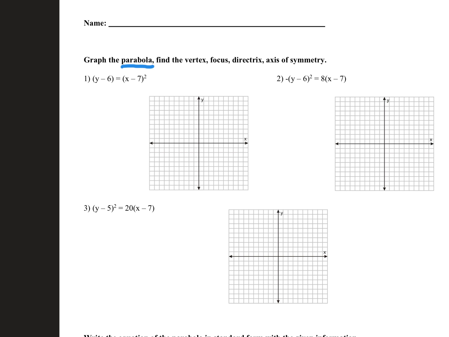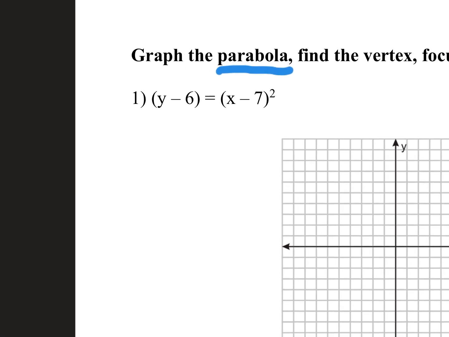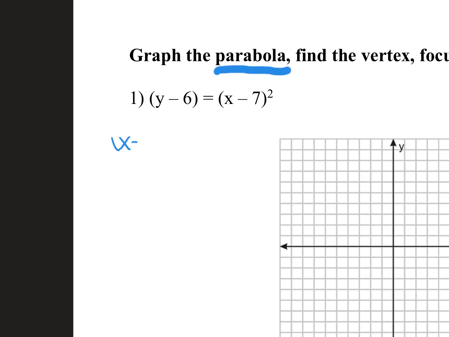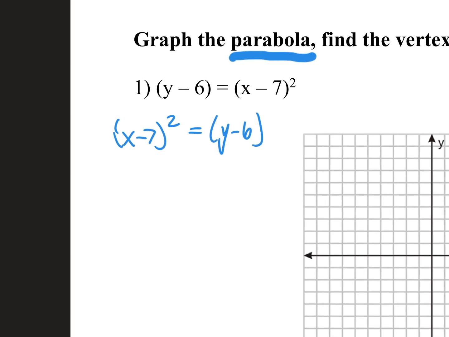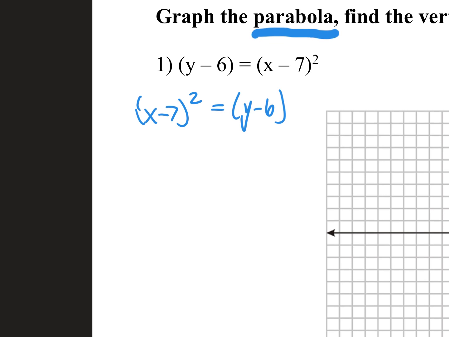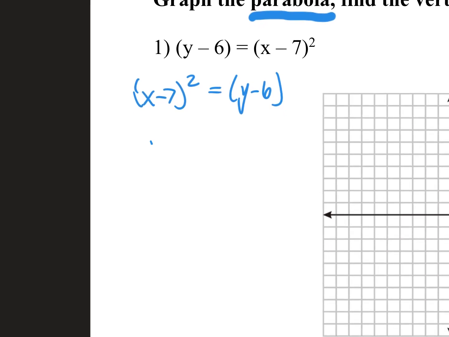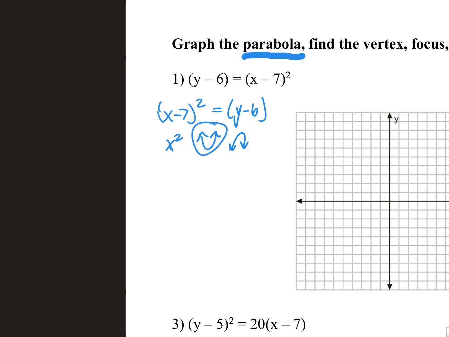Since I have y minus 6 equals x minus 7 squared, I would go ahead and rewrite this as x minus 7 squared equals y minus 6. Let's go ahead and write it in standard form. We don't want to try and confuse ourselves with anything. So the letter that is squared is x squared. So this is telling me it's either an up or a down parabola. And since it is positive, it's going to be an up. That's very important information for you guys to determine.